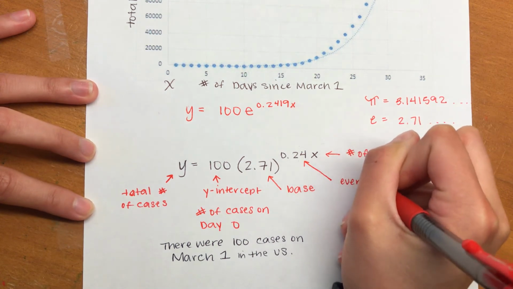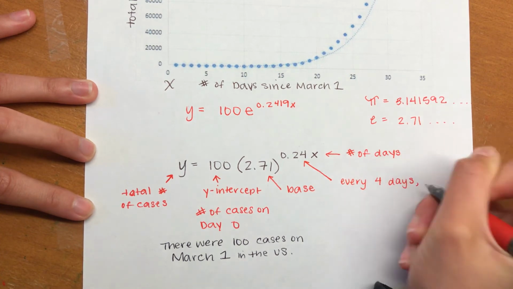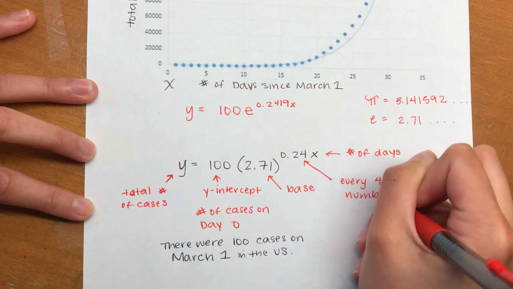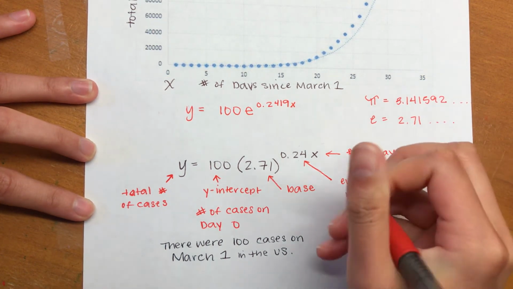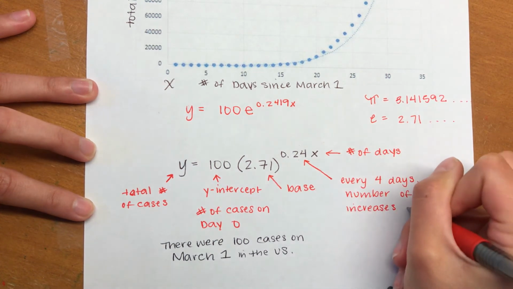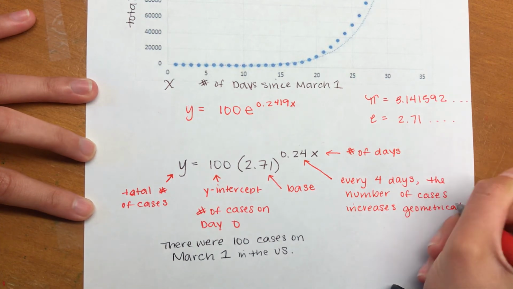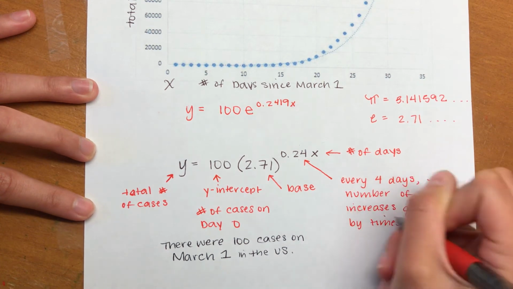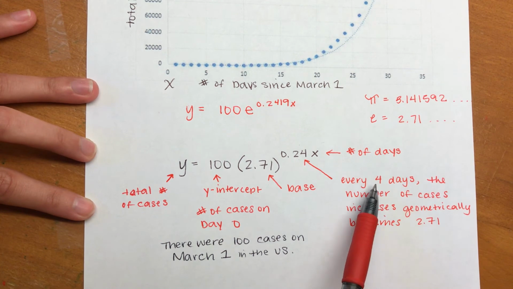So this means that every 4 days, the number of cases increases geometrically by times 2.71, our base value. Now, how did I get 4?